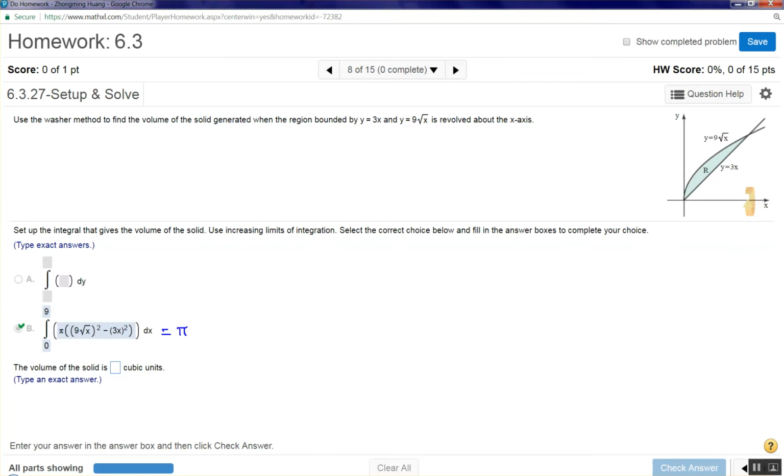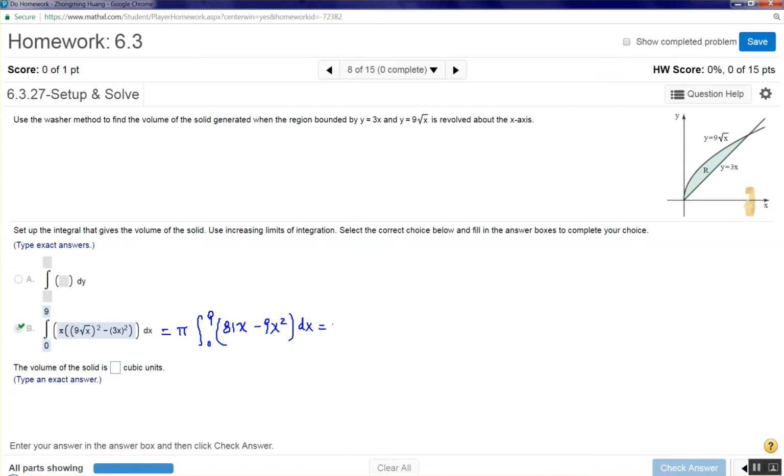Pi can be moved out because it's constant. And quantity 9 square root of x, squared, is going to be 81x. And quantity 3x, squared, is 9x squared, dx.